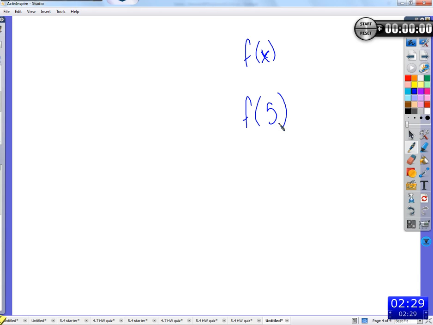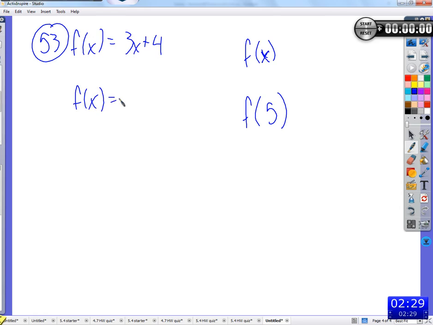As opposed to 53, which gives you that f of x is equal to 3x plus 4, and then it says f of x equals 13. Now, in this case, is x replaced with 13?